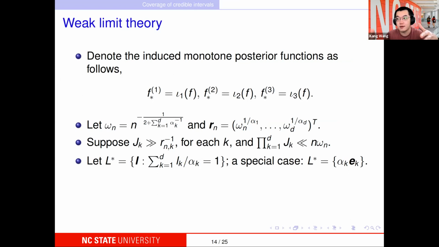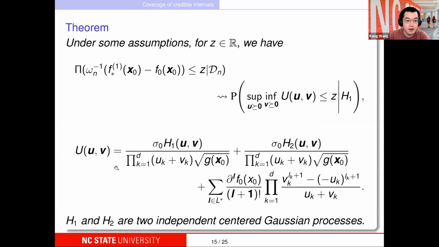We need the desired contraction rate for sigma squared. This L star is an index set. This index is also adapted to the local smoothness level, and i_k is the order of the derivative along the k-th coordinate, and we can expect the weak limit theory.